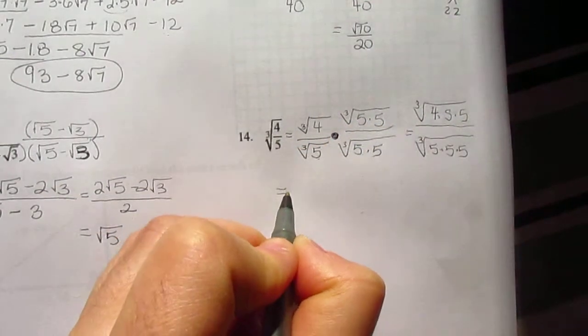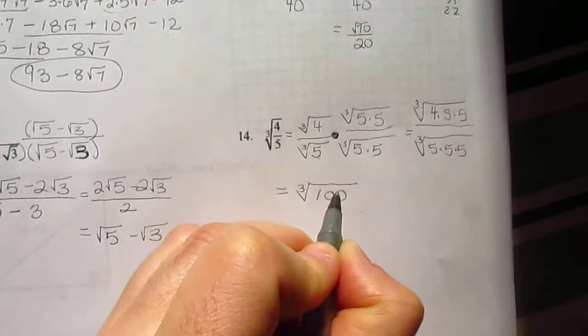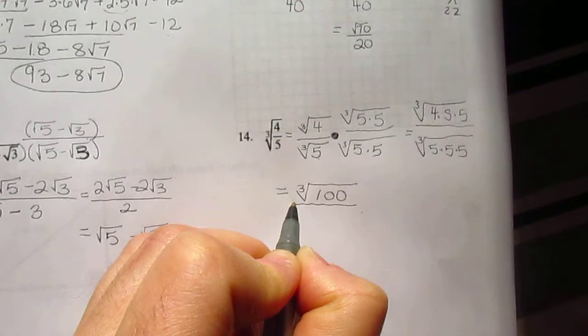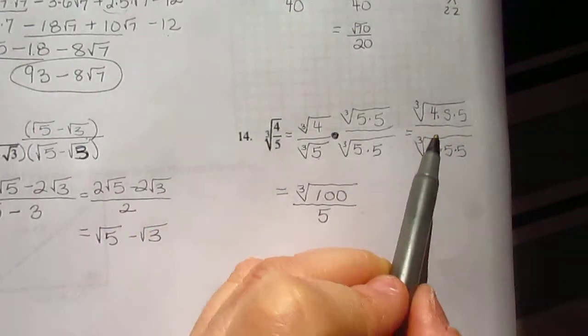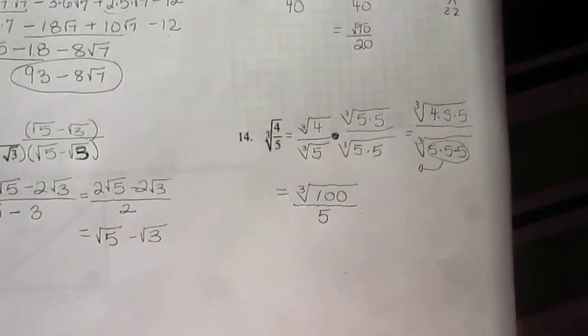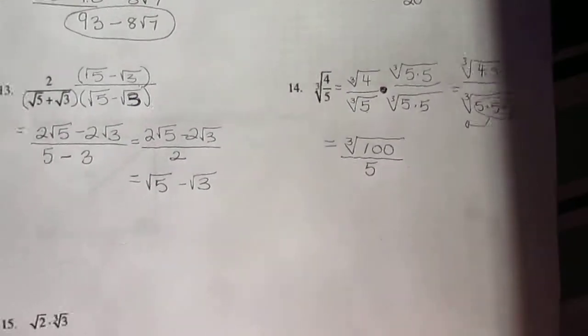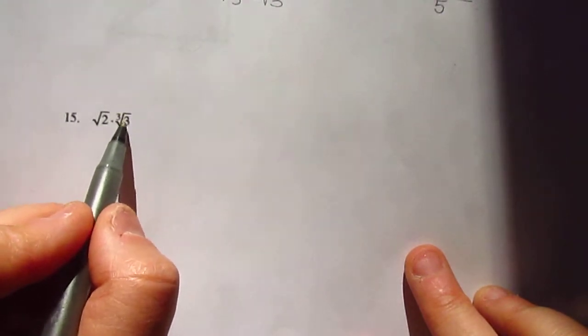Next line. Cube root of 100 divided by just 5. This triple comes out as a 5. That's it. And last in this set is square root of 2 times the cube root of 3.